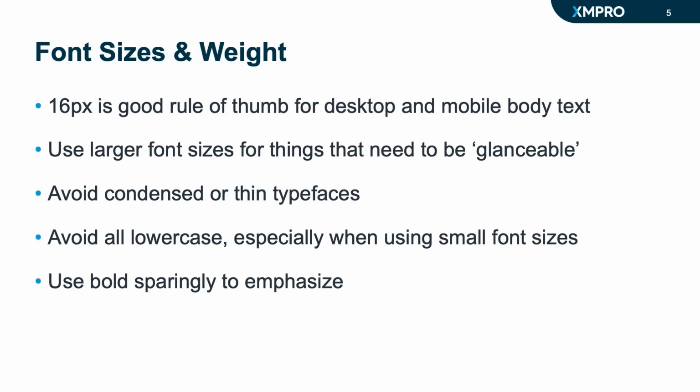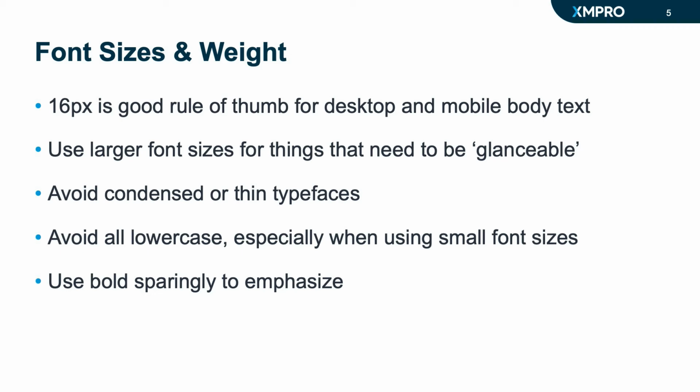So, how do you choose font sizes and weights? Well, 16 pixels is a good rule of thumb for both desktop and mobile body text. I don't recommend going any smaller than this for large sections of text. You can use larger font sizes in your scale for things that need to be glanceable, like headings, and I would also recommend steering away from condensed or thin typefaces. Another thing to avoid is using all lowercase, especially if you're using small font sizes. Usability studies have shown that readability actually goes down when text is written in all lowercase.